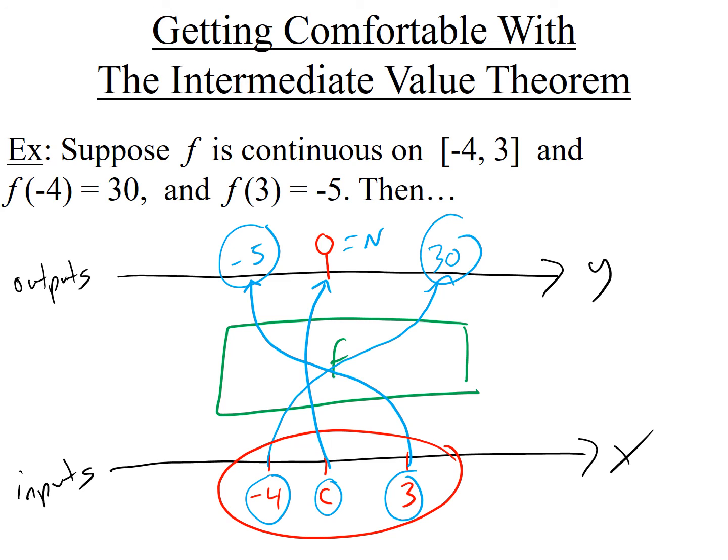Okay? If you specify an N that's between f of A and f of B, f of the two endpoints of the interval, then there must be an input that will give you that output. Let me go ahead and draw this picture in general without any numbers in it.